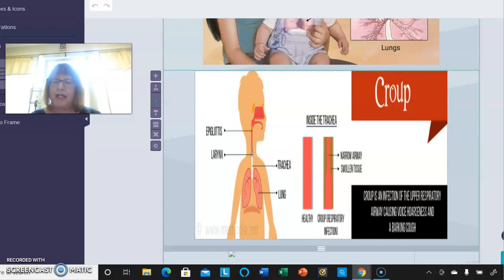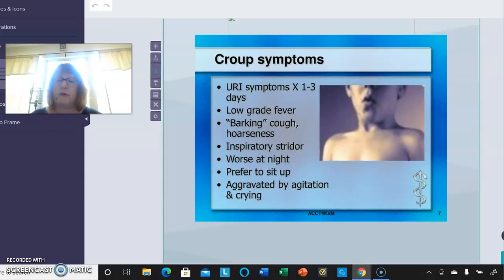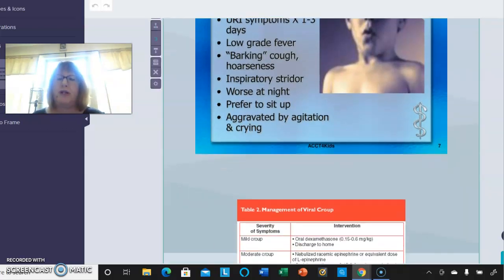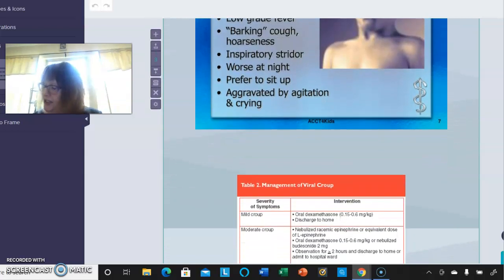Croup is an infection of the upper respiratory airway, which causes the voice to have hoarseness and the barking cough. And as you can see, the children's airways are very small, so it's very easy for those airways to get obstructed by mucus and to be swollen. The symptoms that the children can present are upper respiratory infections, fever. You're going to hear the barking cough, the hoarseness, the inspiratory stridor. Usually, these symptoms tend to get worse at night, and children are usually aggravated by agitation and crying.